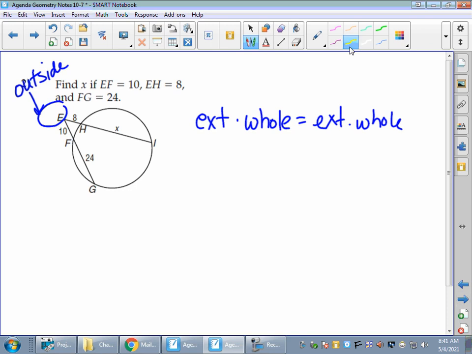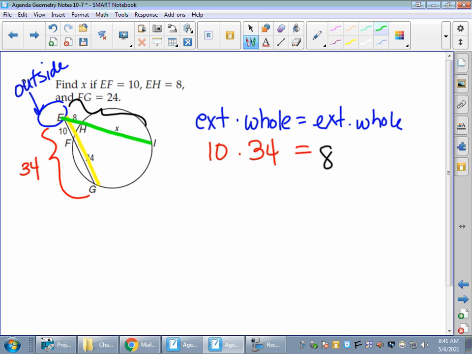So if I just look at this guy right here, the exterior segment is 10 times, don't forget for the whole you have to add, so I'm going to get times 34. On this one over here, exterior is 8. Whole, I have to add these guys, is 8 plus x, or x plus 8. And I can go ahead, distribute, and solve. So 340 equals 64 plus 8x.